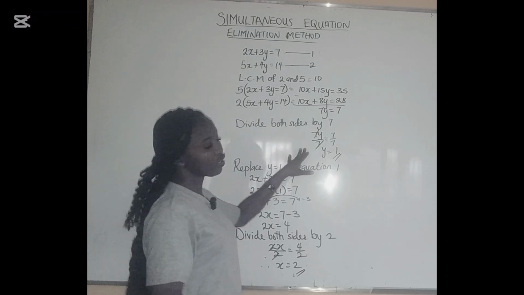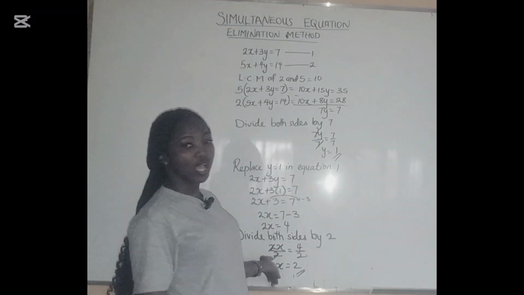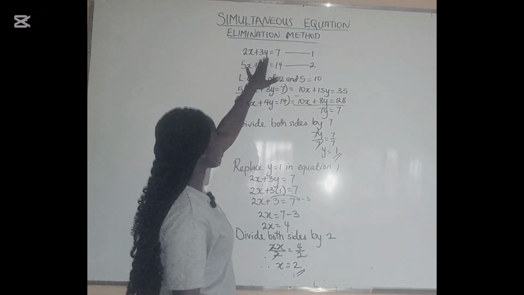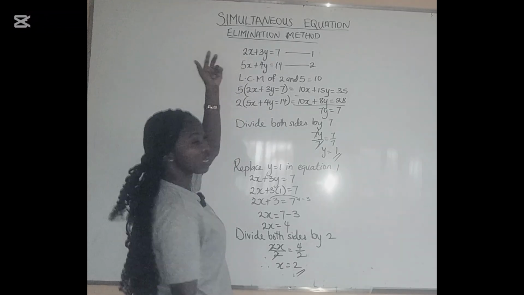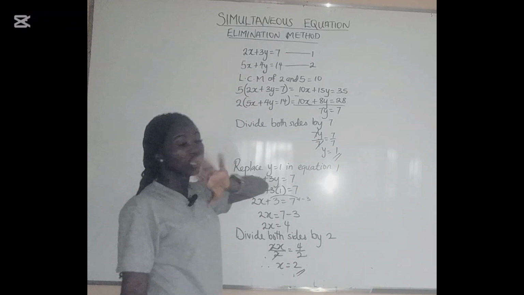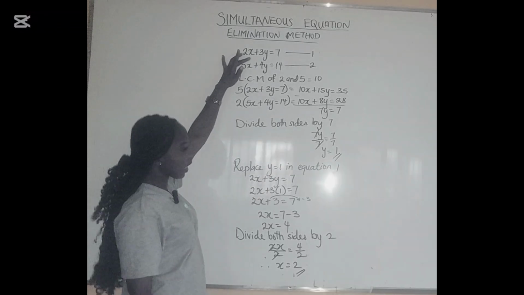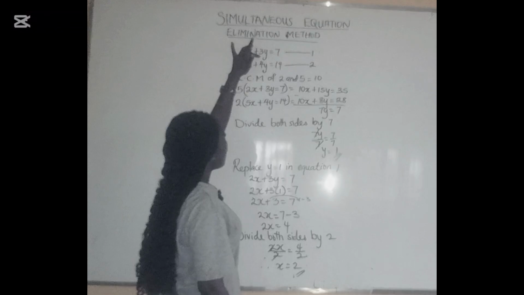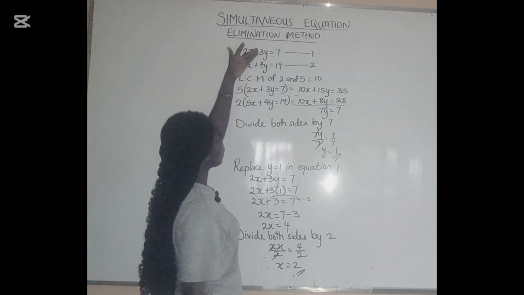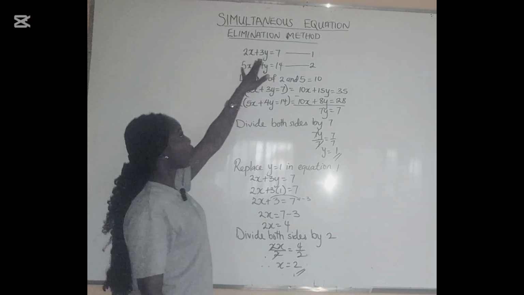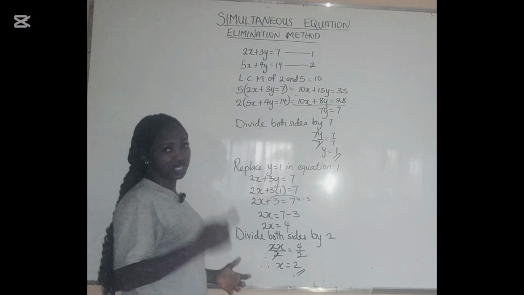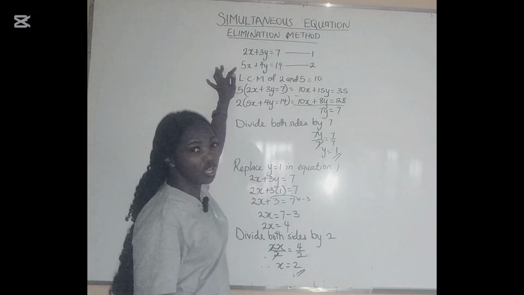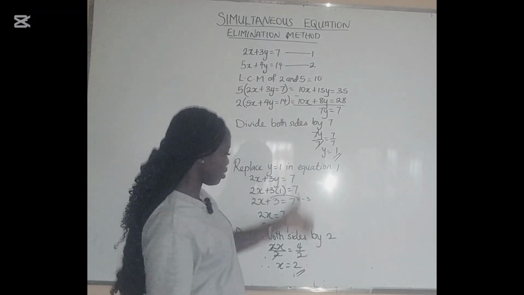So we have gotten the value of y and the value of x. To do your check work, all you need to do is to replace y into this and x into this. Now, I'm going to use equation 1 to do this. 2 times my x, which is 2, so 2 times 2 is 4, plus 3 times my y, which is 1. 3 times 1 is 3. So 4 plus 3 gave me 7. I will expect you to check the second equation to be sure that this is correct.